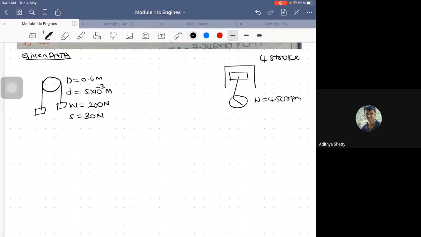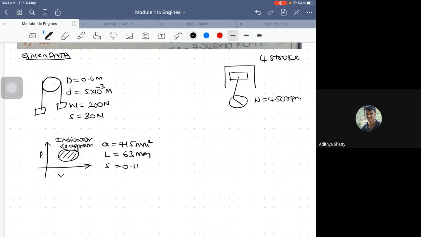Now the indicator diagram parameters. What is the indicator diagram used for? The area is given as 415 mm square. The length of the indicator diagram, L, is 63 mm. And the spring constant used for this is 0.11 Newton per mm square, per mm is the unit. These are the indicator diagram parameters.